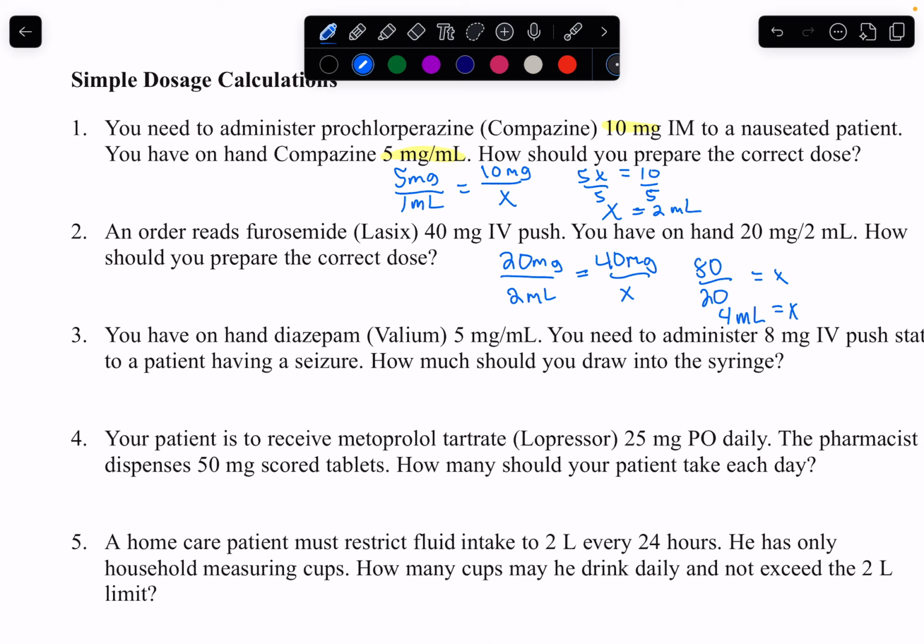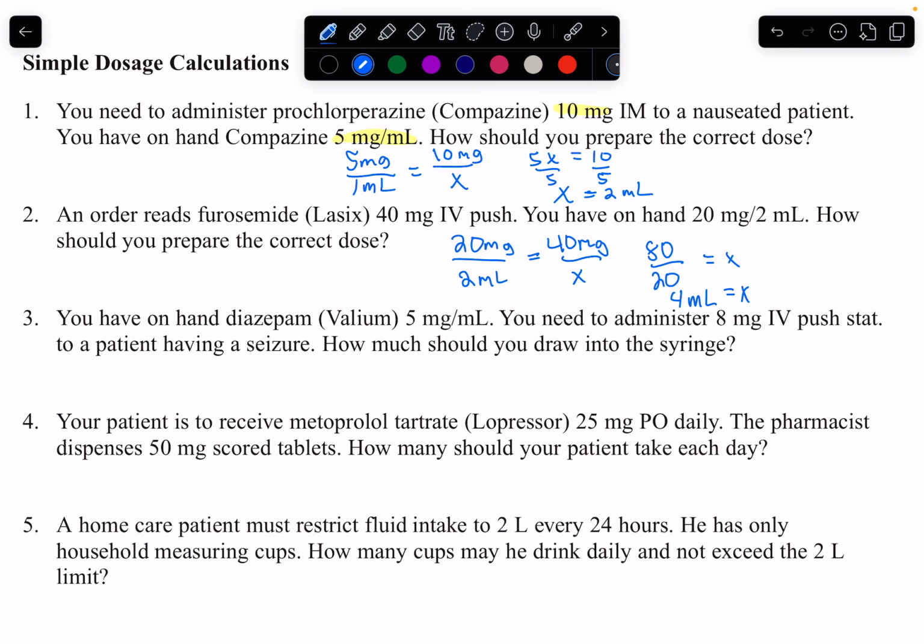Let's take a look at 3. You have on hand Valium, 5 milligrams per milliliter. You need to administer 8 milligrams IV push stat to a patient having a seizure. How much should you draw into the syringe? Well, we have 5 milligrams per 1 milliliter. So 8 milligrams would be how many milliliters? So it would end up being 8 divided by 5, or 1.6 milliliters.